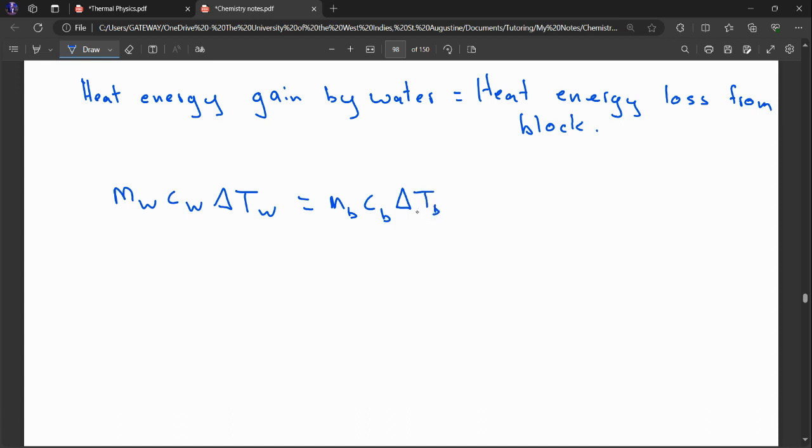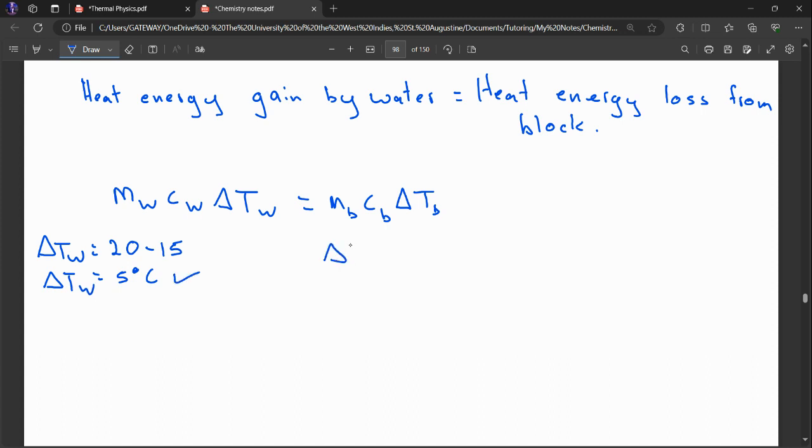Right? So delta TW, remember, it rises in temperature from 15 degrees Celsius to 20, so it could be 20 minus 15. So this could be 5 degrees Celsius. This is delta TW.